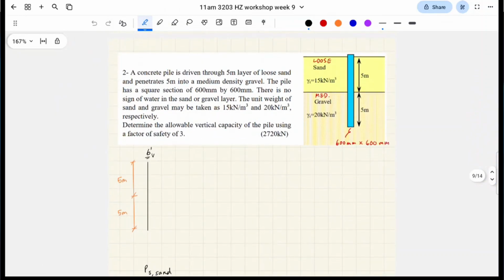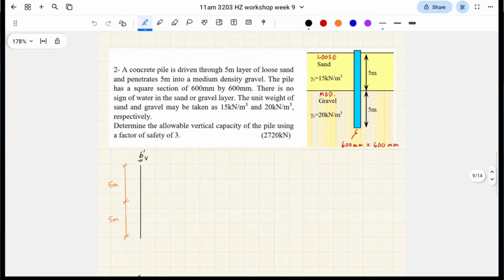We're gonna have to move on to question 2 here now, right? So the difference between question 1 and 2, there's 2 main differences. The first one is we have multiple different layers of different materials, but we're still dealing with cohesionless materials, and so we'll be using more or less the same formulas. And this time we have a square pile, okay, rather than a circular one, so that'll change our calculations a little bit as well. So let's read through this.